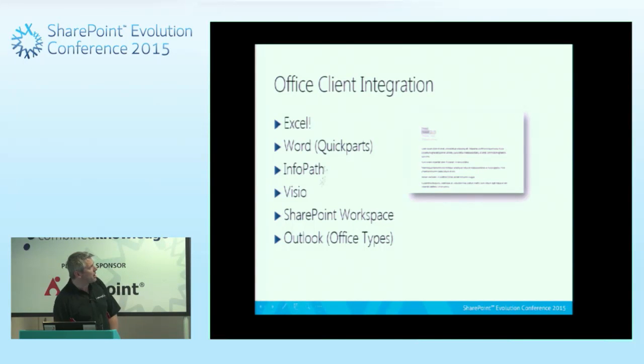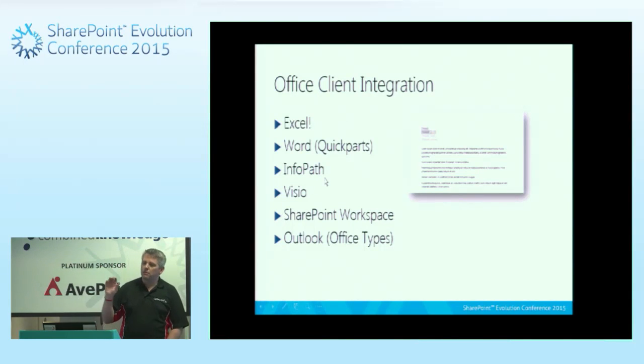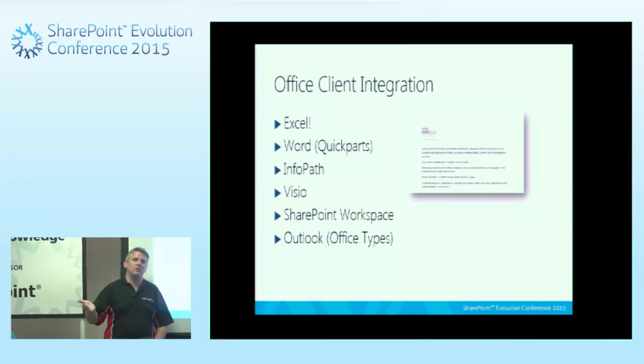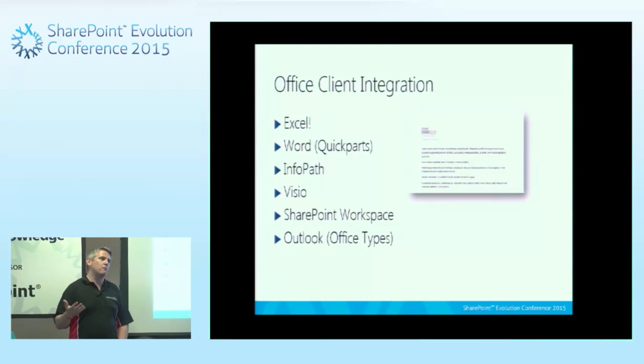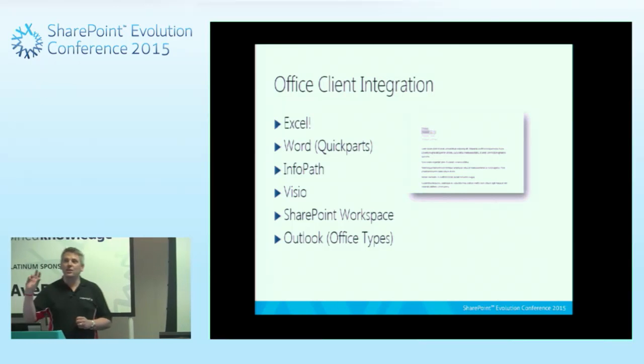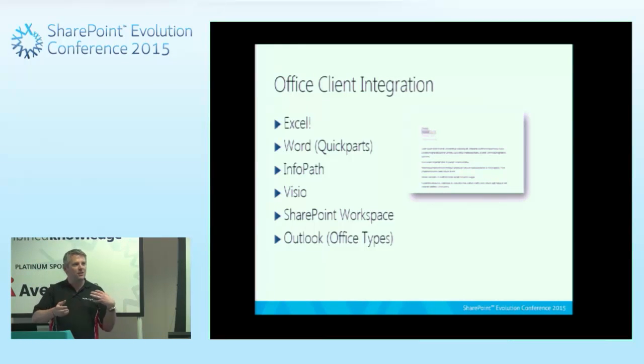Word we saw with the quick parts. InfoPath, you can open up InfoPath and you can design forms. So let's say you want to have a form to register a new supplier. You could have an InfoPath form for people to fill out, and it writes back to an external list if you want it to. We've also got Visio, so you can build gauges and so on based on data returned from external data. SharePoint Workspace if you're using 2010, and we've also got Outlook as well.